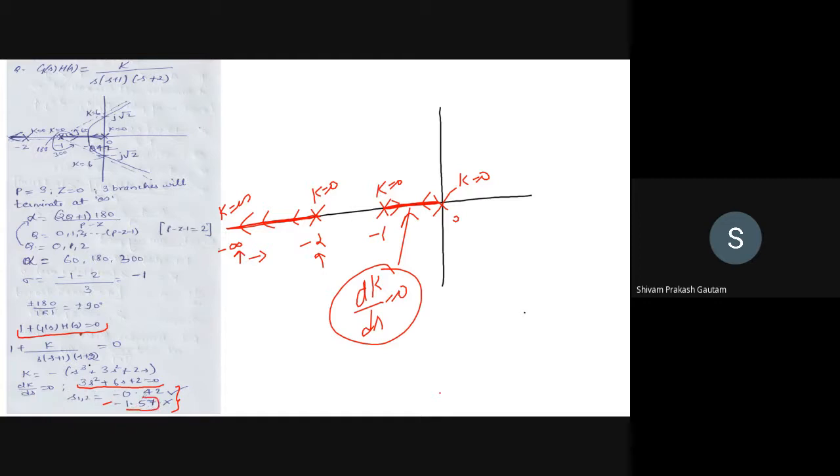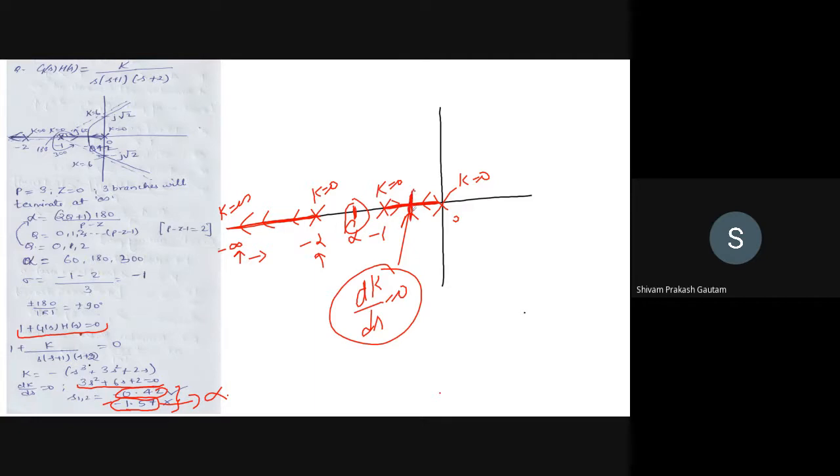Why? Because minus 1.57 is not satisfying our criteria. Minus 1.5 will lie somewhere here, right? This is not part of the root locus, so we will not select it. Therefore I have neglected this. Just pay attention here: I have selected minus 4.24. Minus 4.2 will lie somewhere here, right?